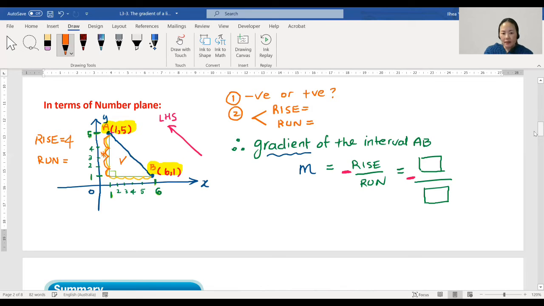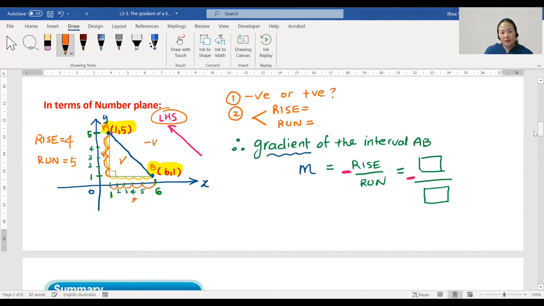My run is my x-axis, which is here. So you can count it on the x-axis: 1, 2, 3, 4, 5. My run is 5. But think about this, guys. This interval is going towards your left-hand side, isn't it?